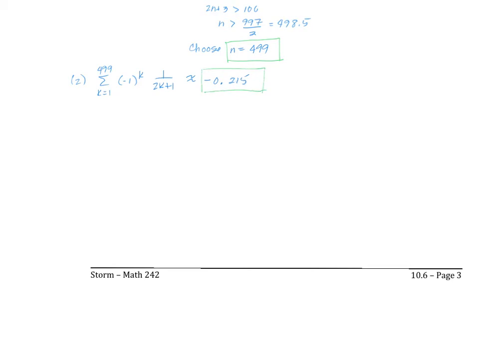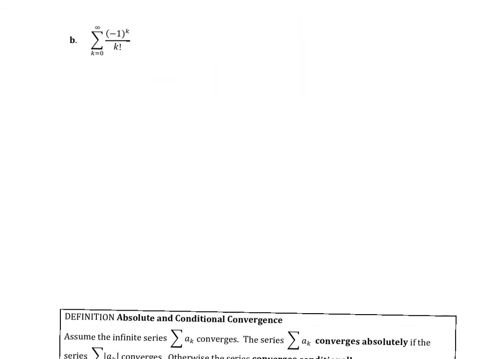But you can double check me on that. We'll look at another example. This example, we're starting with k is equal to 0. So we do have to keep that in mind. The first thing I want to do is note that my a sub k that I'm looking at is 1 over k factorial. Does this converge?